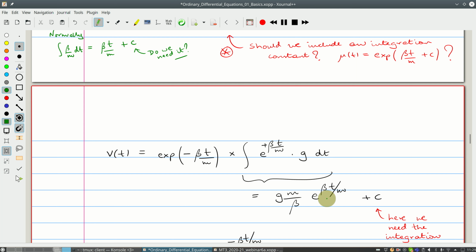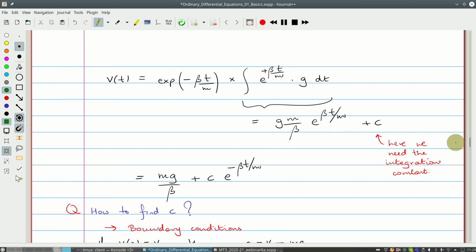And now we get a constant when we do the integration. This constant is needed because it's a non-trivial constant. The previous one, I hope you have convinced yourself, is a trivial constant. It's not needed. And then the solution is of the form mg over beta plus c times the exponential of minus beta t over m.